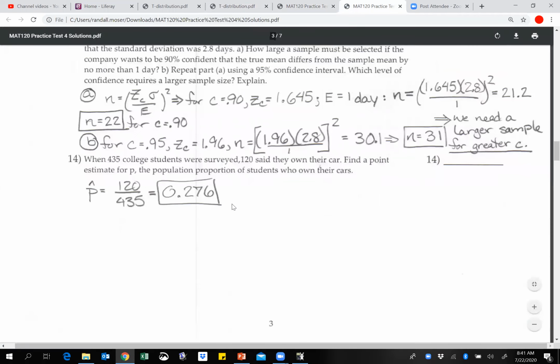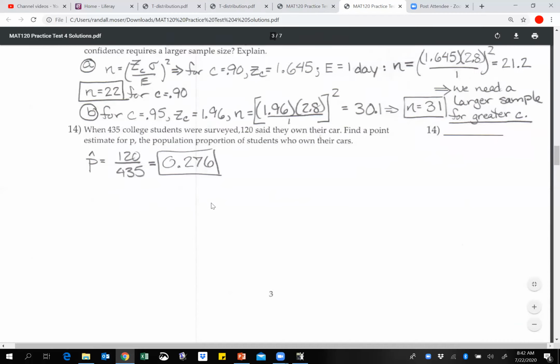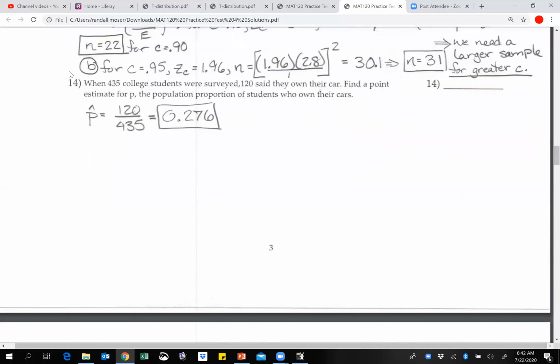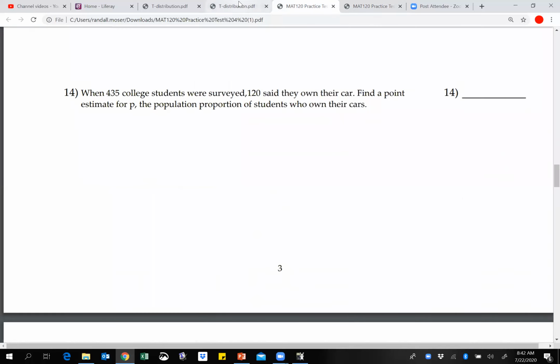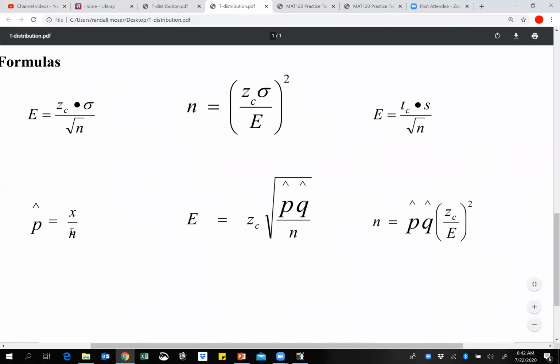So literally for the first one, if they say we sampled 435 college students and 120 of them said that they own a car, then the sample proportion for those that own a car is 120 out of the 435, which would give us 0.276. So finding p hat is a very easy calculation. It's just x divided by n.